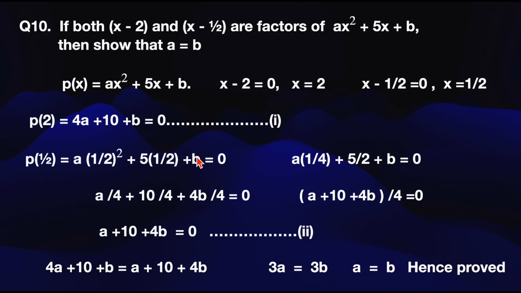So see here. I found the remainder of the polynomial at 2. This is the remainder. And here the remainder is this value. Both are factors. So both are equal to 0. Both will be equal. Then see, I've written it down. Both are equal. Then you simplify this. You get 3a is equal to 3b. Hence, a is equal to b.